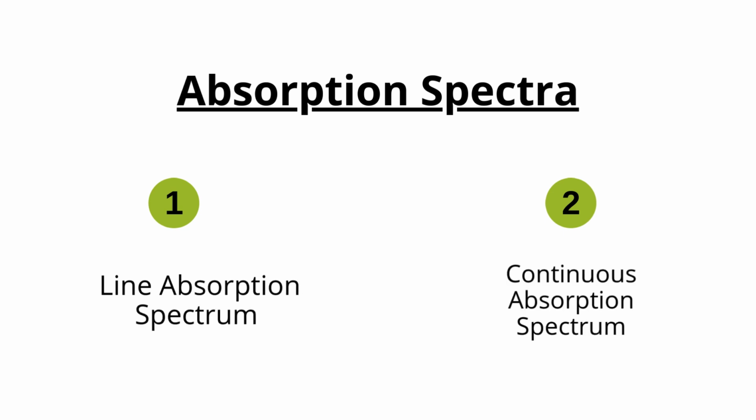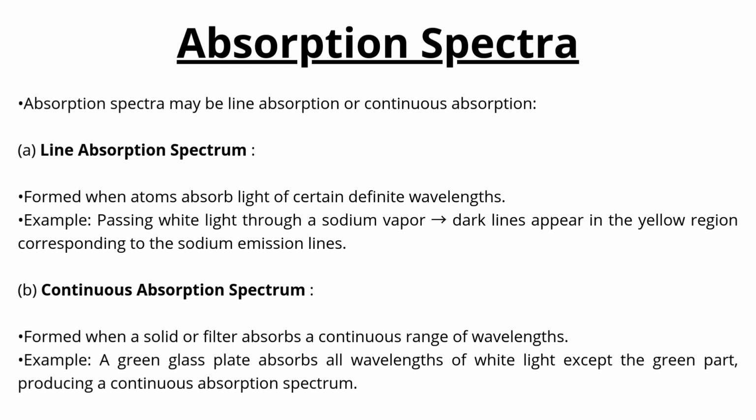Absorption spectra. Line absorption spectrum. Continuous absorption spectrum. Absorption spectra may be line absorption or continuous absorption. A. Line absorption spectrum, formed when atoms absorb light of certain definite wavelengths. Example: passing white light through a sodium vapor, dark lines appear in the yellow region corresponding to the sodium emission lines. B. Continuous absorption spectrum, formed when a solid or filter absorbs a continuous range of wavelengths. Example: a green glass plate absorbs all wavelengths of white light except the green part, producing a continuous absorption spectrum.